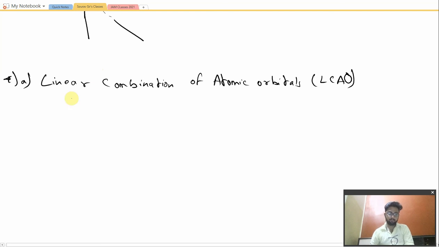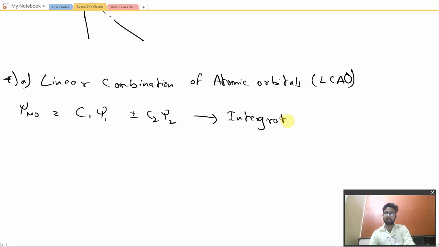Yeah, so firstly psi MO. Writing it quantum mechanically, we will see that psi MO is equal to c1 psi 1 plus or minus c2 psi 2. Okay, this is not the rate law, it is the integrated form of the Schrodinger wave equation. The integrated form of the Schrodinger wave equation.